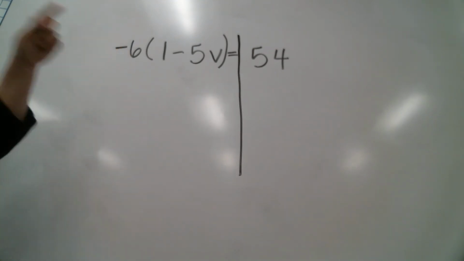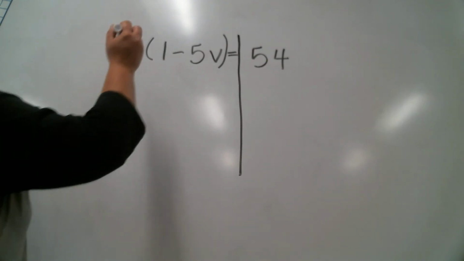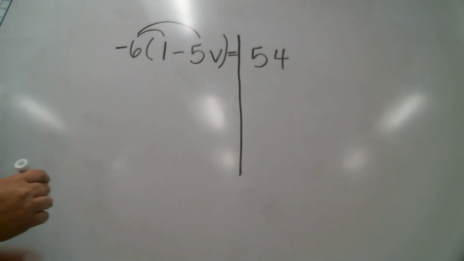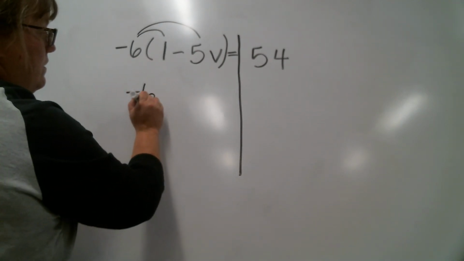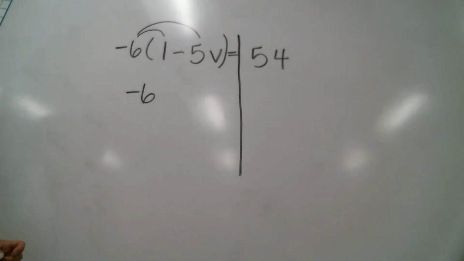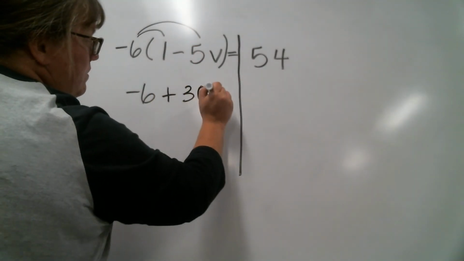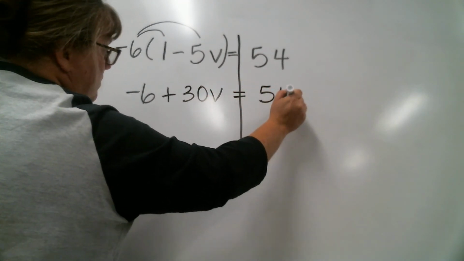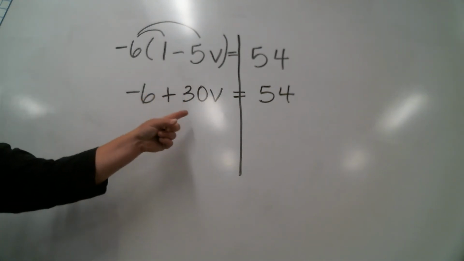And I see that there is distributive property to take care of, so I'm going to do that first. I'm going to distribute that negative 6. So negative 6 times 1 is negative 6. And negative 6 times negative 5 is positive 30. V equals 54.